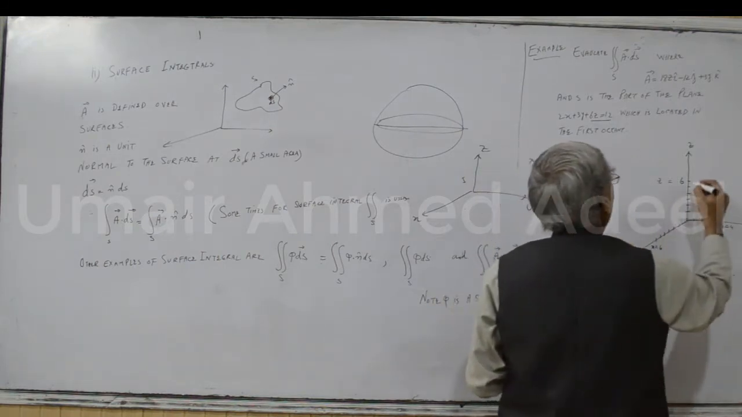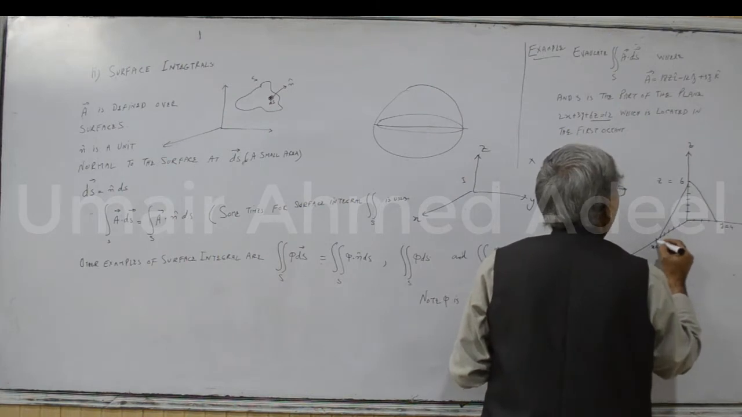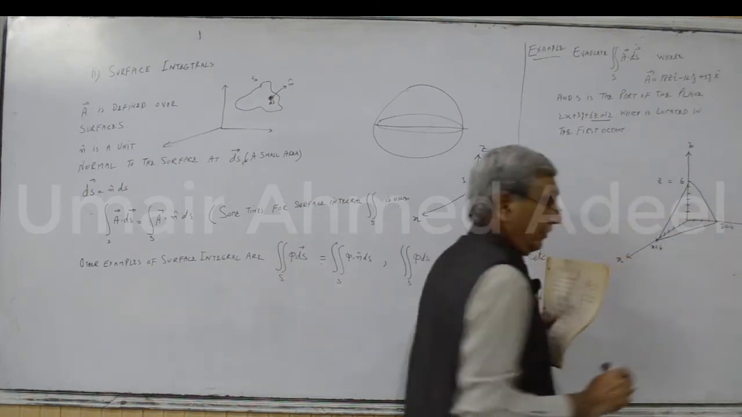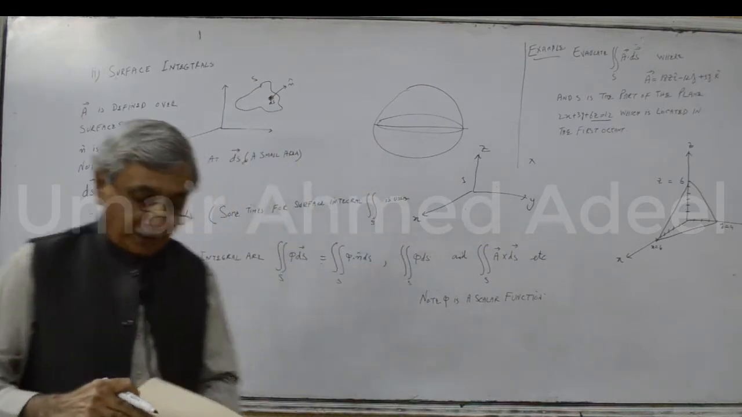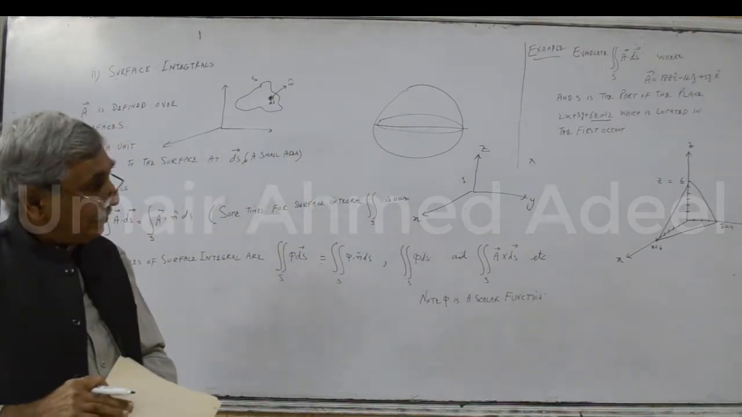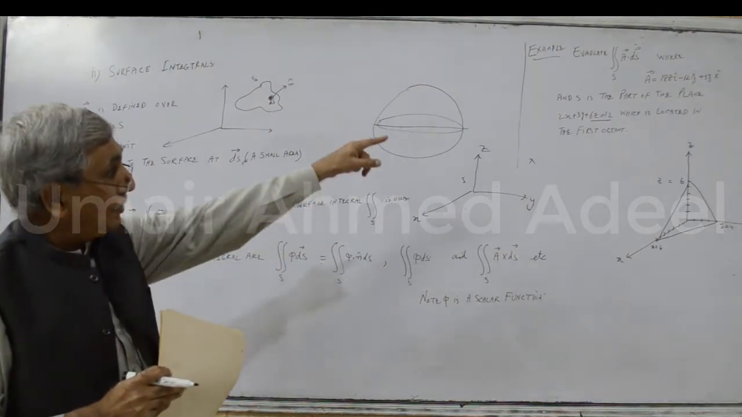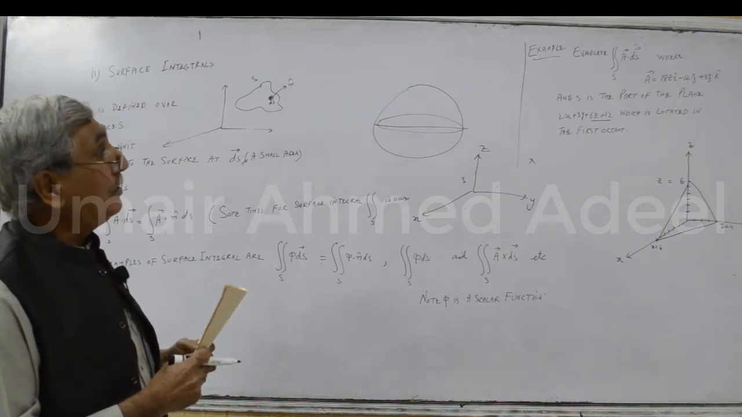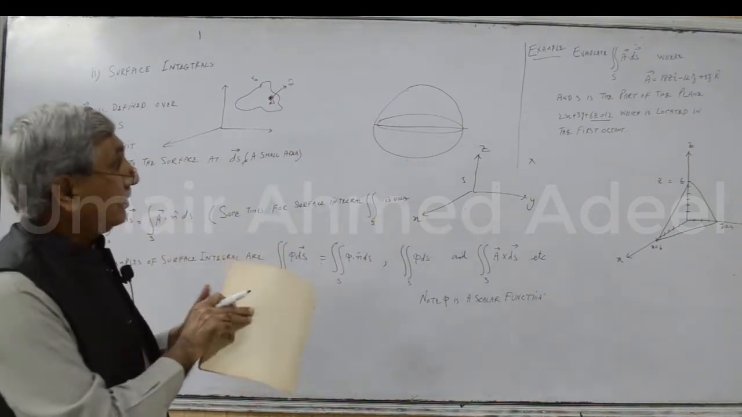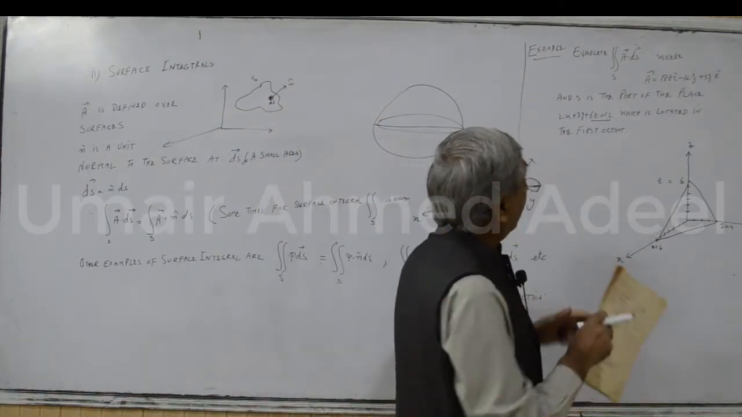And what you should do, join this, join that, join that. That is the slanted surface. It looks like this one here, okay? So this is a slanted surface, which is the plane, and its equation is given there. And this vector A is defined over this slanted surface, and its equation is that. I have shown you how to draw that surface.